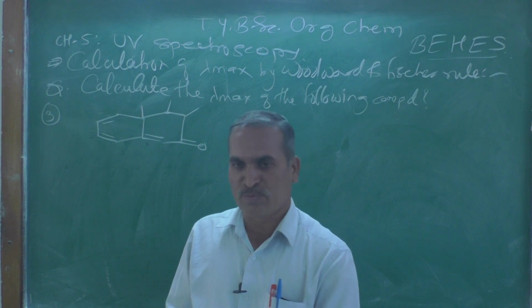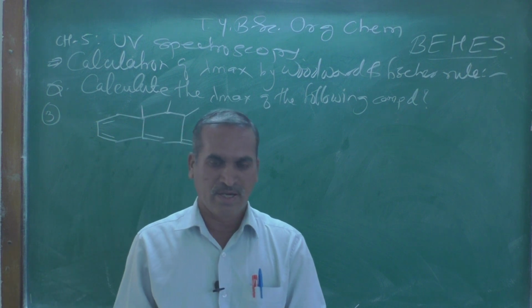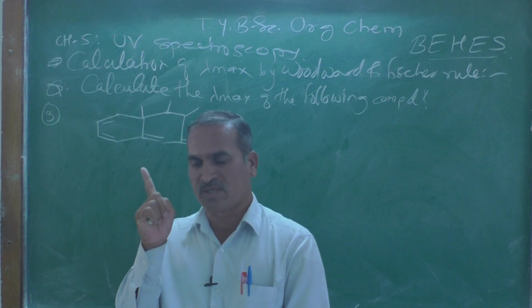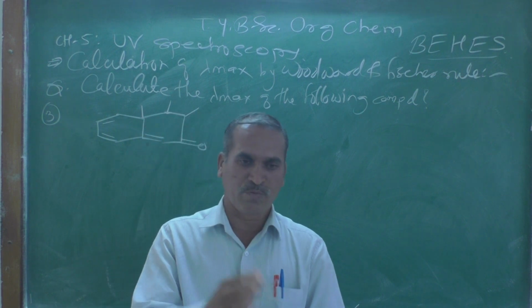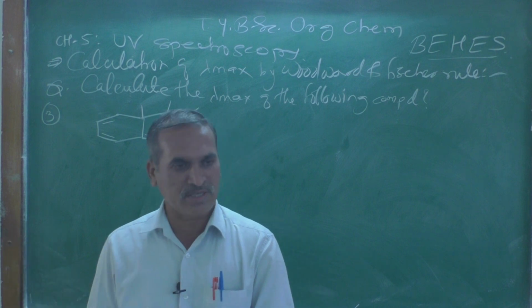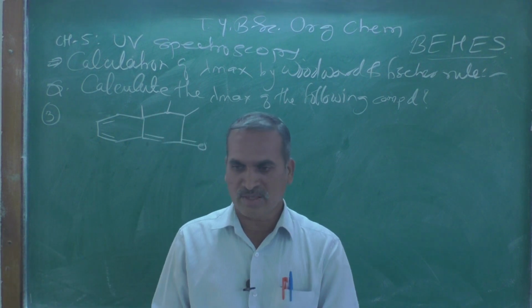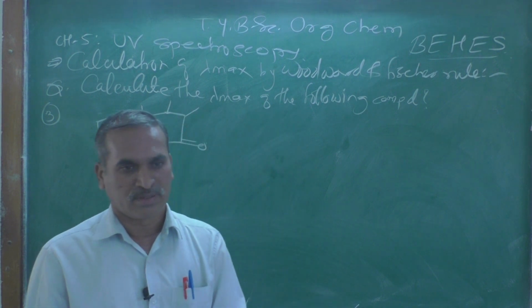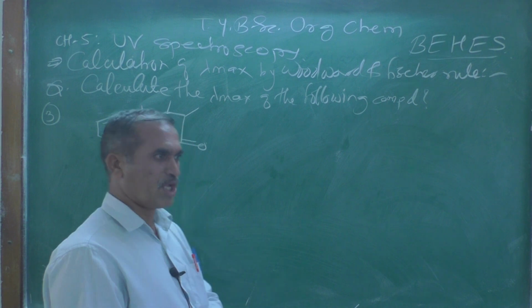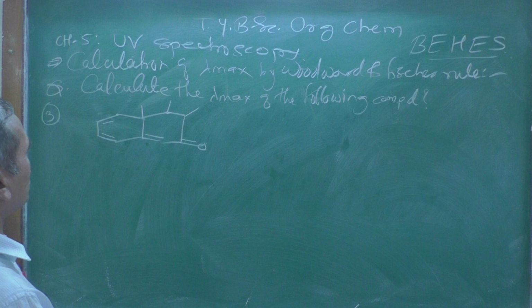Wavelength and the chromophore are directly proportional to each other. Directly proportional means that if the chromophore increases, lambda max increases. If it decreases, the wavelength also decreases. So that is the real meaning of directly proportional to each other.